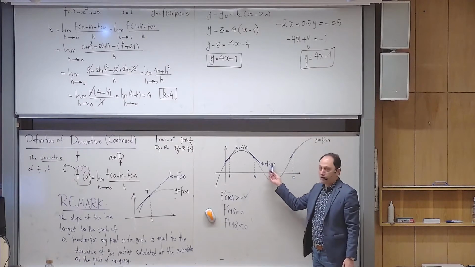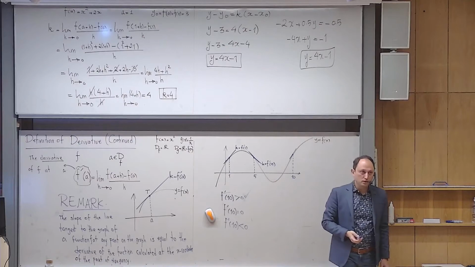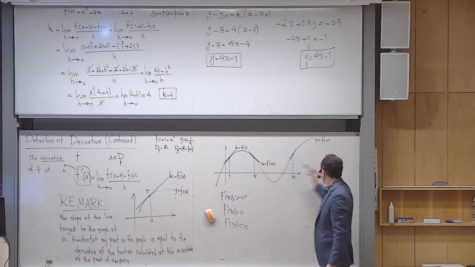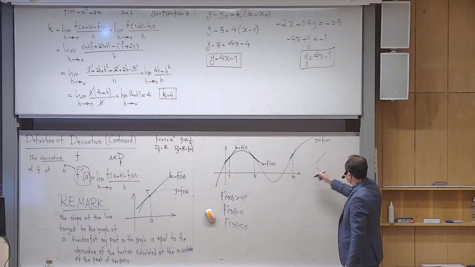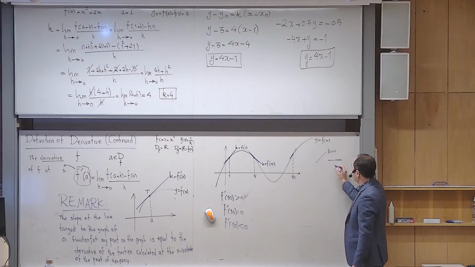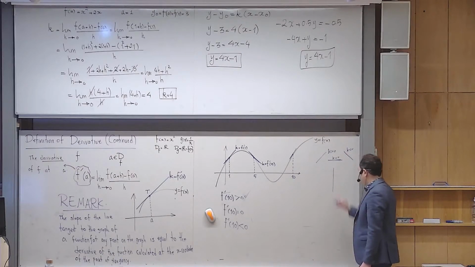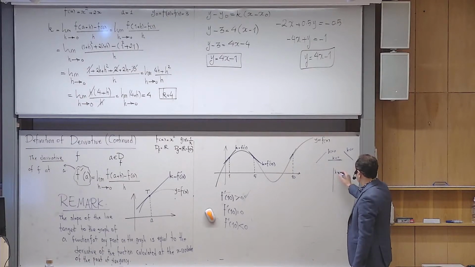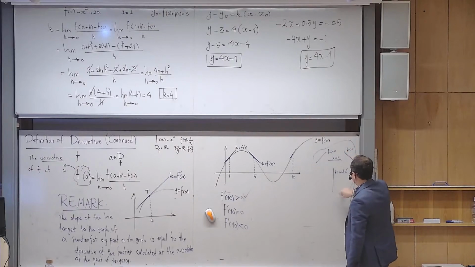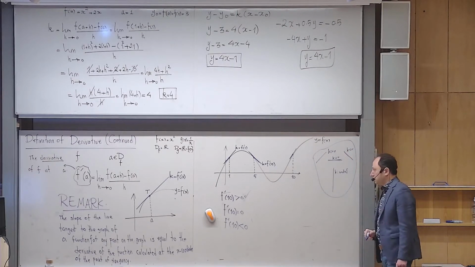So is f prime of 5 negative or positive? Negative, because this line, you know that. This is also good to remember. Lines of this type have positive slope. What is the slope of horizontal lines? 0. And then you have this line, which has negative slope. And for a vertical line, the slope is undefined. This you have to have in mind. It is very important, by the way. You have to have this picture in mind.